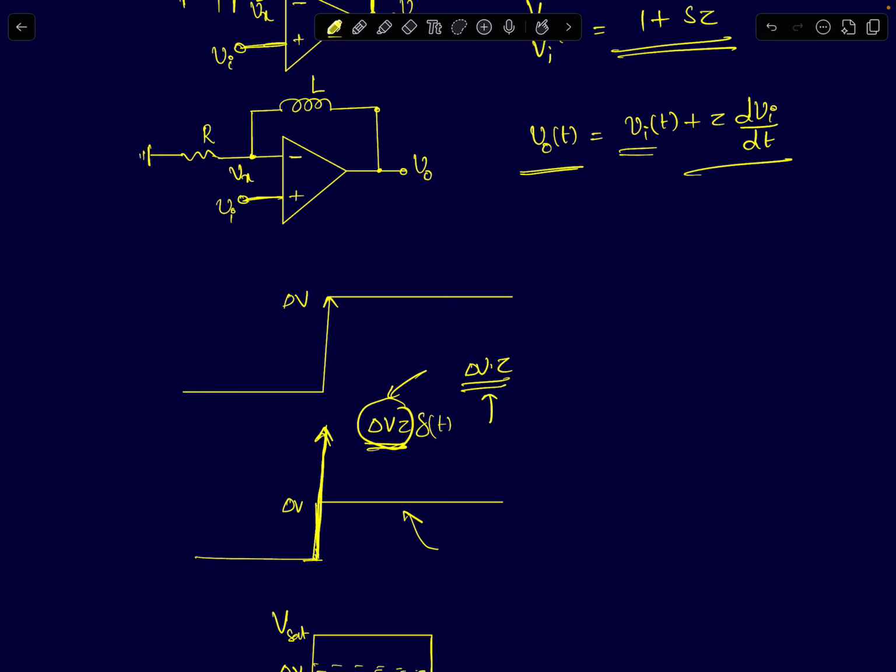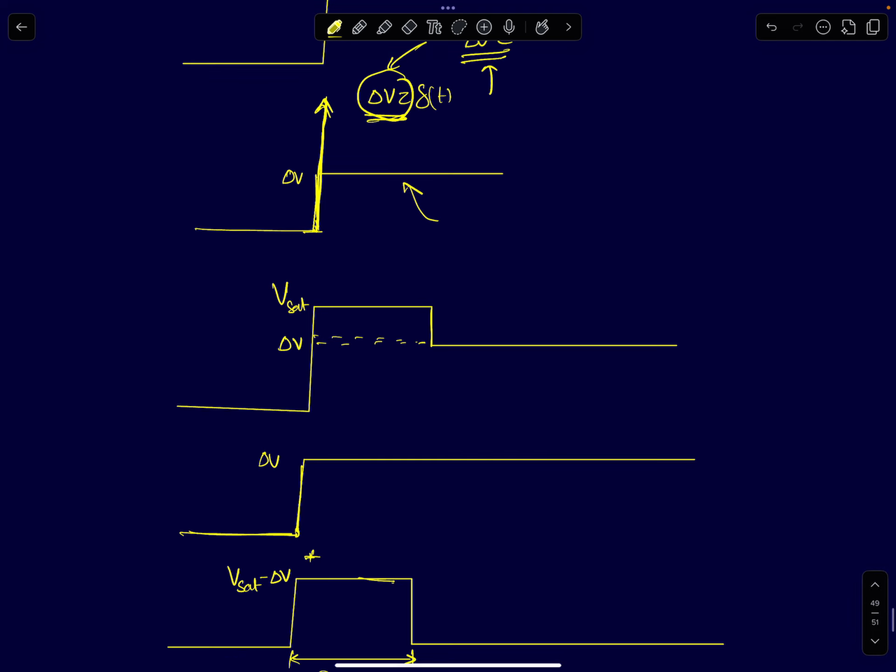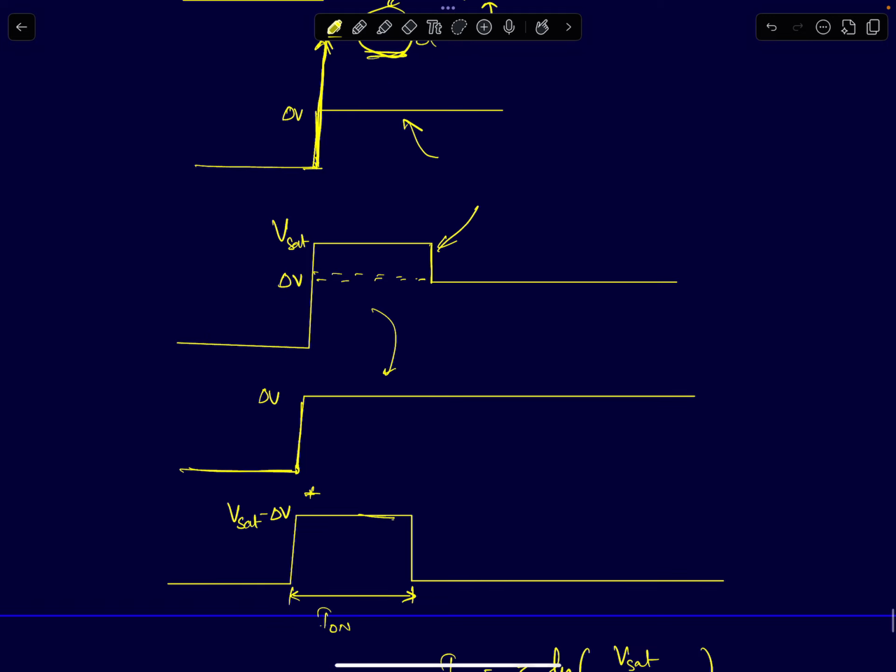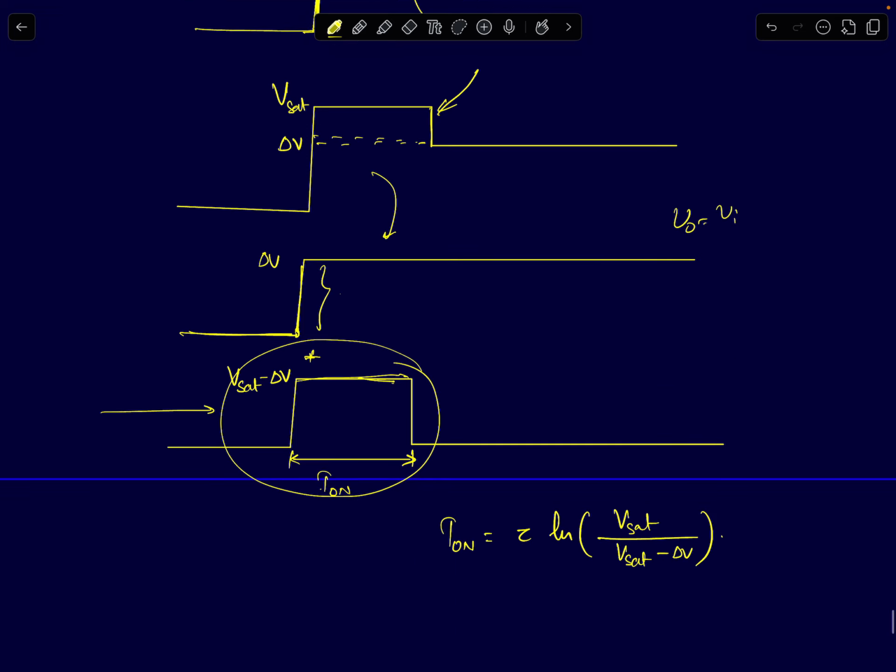This is what we should expect, but what we see instead is a waveform appearing like a pulse. It initially jumps to delta V plus Vsat, and I can split it up into two components as I've discussed before. The output jumps to delta V, due to the proportional part, the V0 equal to Vi part, and the other part is the response due to the differentiation operation. Instead of producing an impulse, the output produces a pulse, and the on time is given by tau ln of Vsat by Vsat minus delta V.